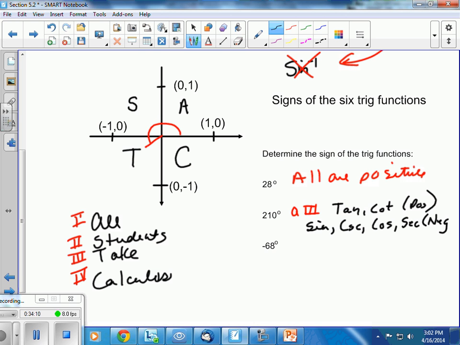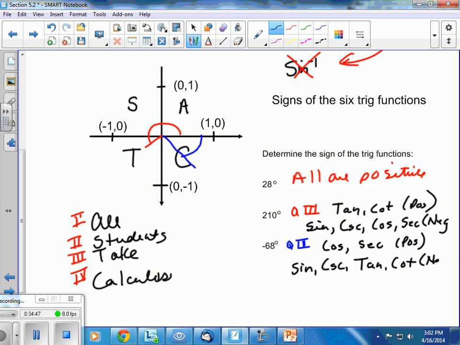When I look at the angle negative 68, negative angle, you've learned the other in 5-1, negative means I'm coming clockwise from the initial side, 68. So I would be in quadrant 4. In quadrant 4, the cosine and its reciprocal, the secant, are positive, and all the other trig functions, the sine, the cosecant, the tangent, and the cotangent are all negative.